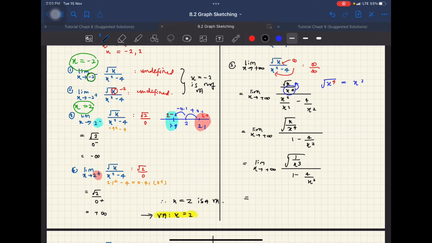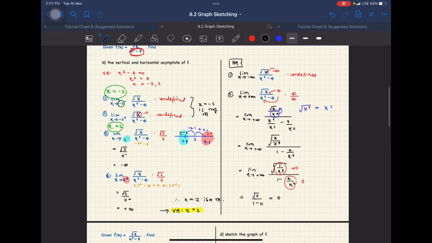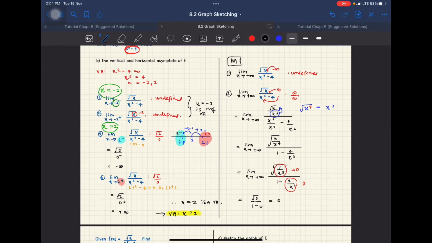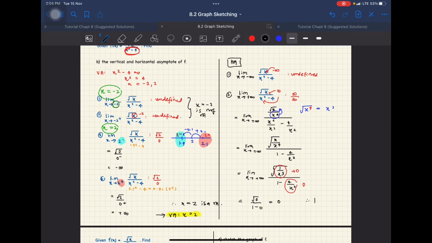Alright, so now we can substitute the value of infinity. Dekat sini kita ada 1 bahagi infinity, so akan dapat kosong. And then this one pun 4 bahagi infinity square, pun akan dapat kosong. So you will get square root of 0 over 1 minus 0. So your answer is gonna be 0 lah. Inilah jawapan awak, 0. Dekat sini kita boleh buat conclusion. We can make a conclusion. Our HA is y equals to 0. Inilah jawapan kita. So HA sama dengan 0, VA sama dengan 2.